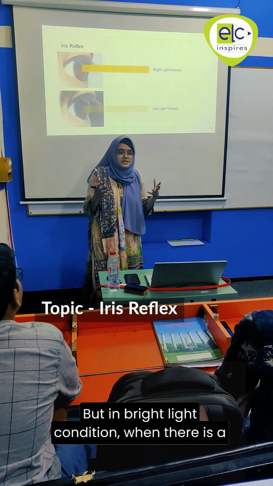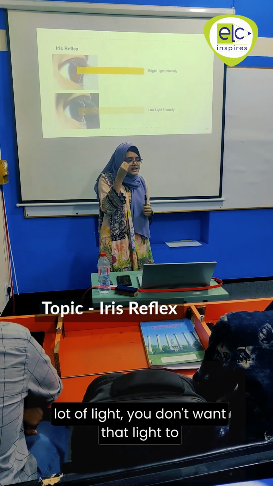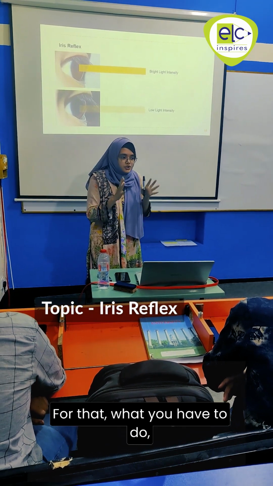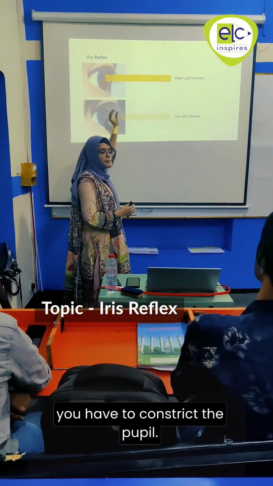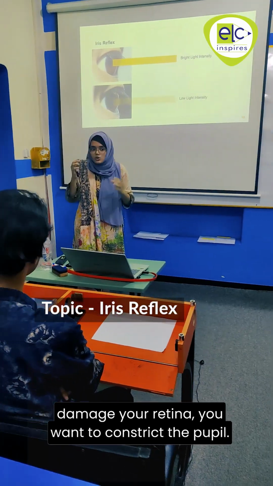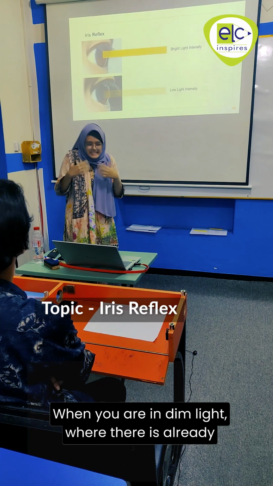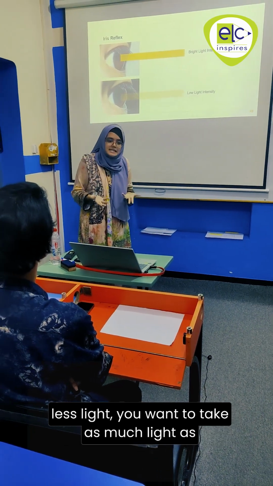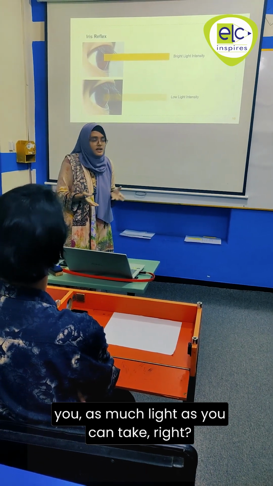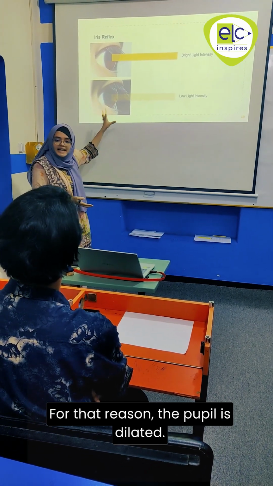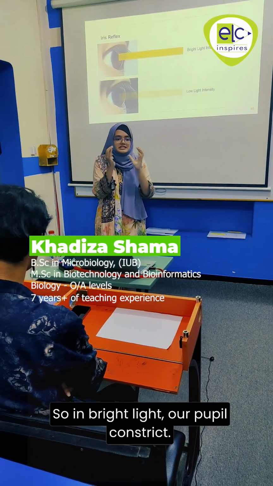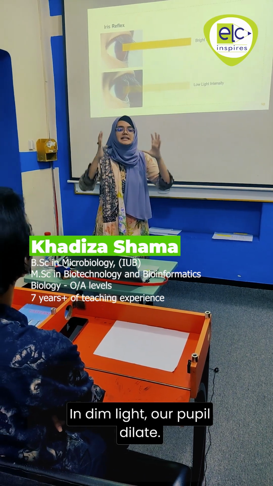But in bright light conditions, when there is a lot of light, you don't want all that light to enter your eye and damage the retina. For that, you have to constrict the pupil. So when you are in bright light, which can damage your retina, you want to constrict the pupil. When you are in dim light, where there is already less light, you want to take as much light as you can take, right? For that reason, the pupil is dilated. Is it clear? So in bright light, our pupil constricts. In dim light, our pupil dilates.